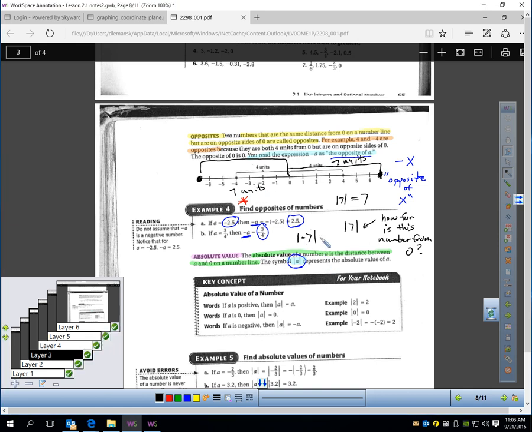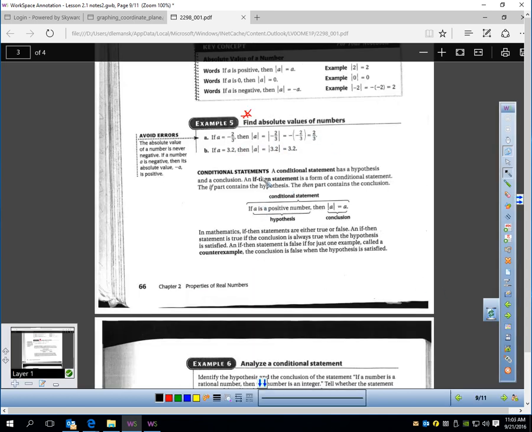So the absolute value of negative 7 would also equal 7. You can see in this key concept box they kind of address that. If the number you put in the absolute value is a positive, your answer is going to be a positive. If you put a 0 in the absolute value, it's going to be 0. If you put a negative in the absolute value, it's going to work out to a positive also. So absolute values always produce positives unless you put a 0 in there.